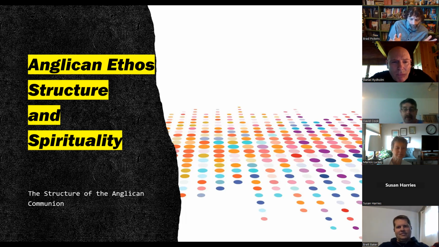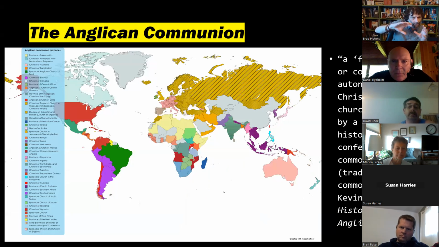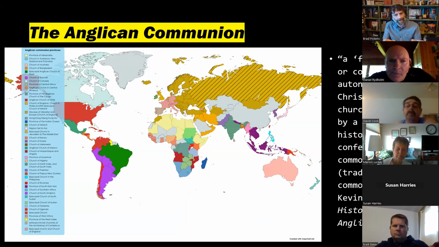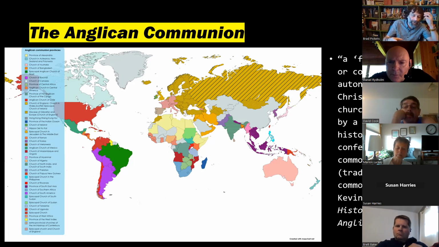So when we talk about the Anglican Communion, we are talking about a fellowship or communion of autonomous Christian churches united by a common history, confessing a common faith, and traditionally holding to a common liturgy. The word traditionally is inserted there in front of liturgy because for many provinces of the Anglican Communion, they no longer use the Book of Common Prayer as it's been passed down to us. That is the historic Book of Common Prayer. The one that really held sway was the 1662 version.